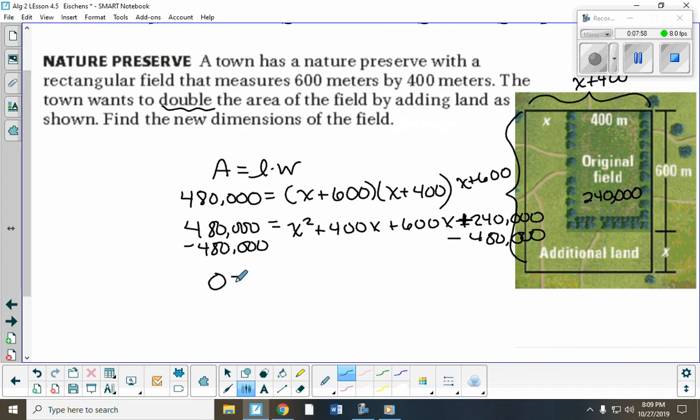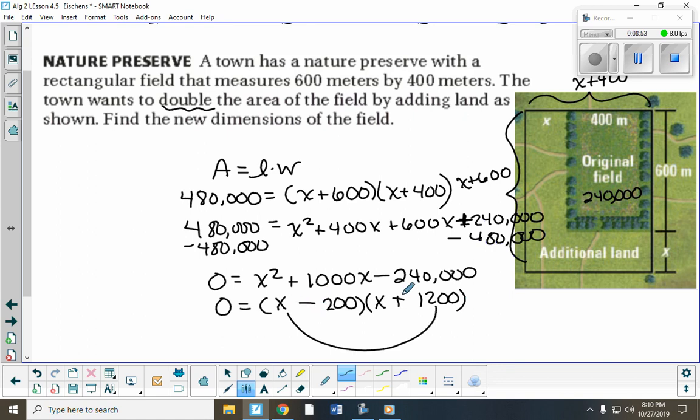So we have 0 equals x squared plus, okay, the 400x and 600x, if we combine like terms, is 1,000x. And then 240,000 minus 480,000 was a negative 240,000. So now we're going to factor, and those are some big numbers to factor. But let's ignore some of the zeros here and think about factors of 24. 1,200x minus 200x would be 1,000x. So that is the correct factorization.